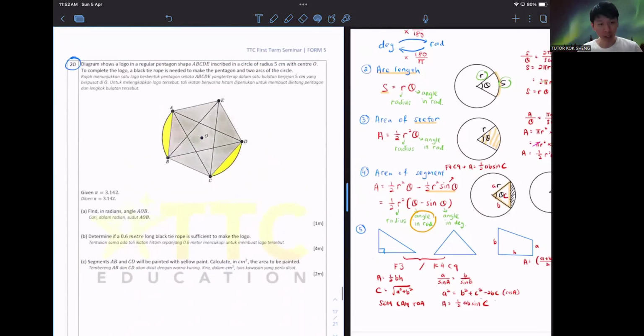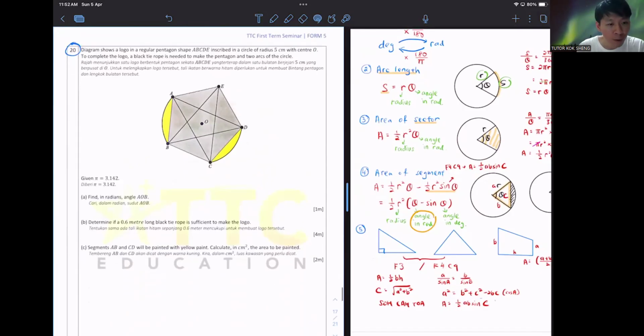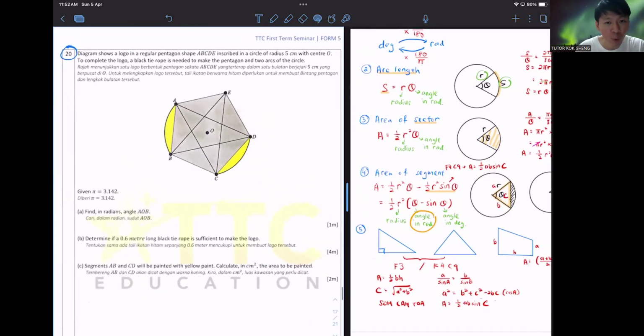Okay, 20. 142. 142 is 7 marks. A, B, C. Okay, let's go. Oh, it's a star shape.